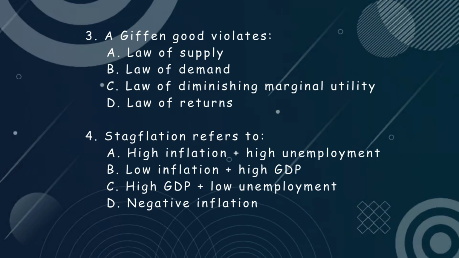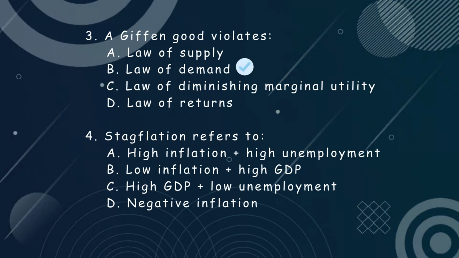Question number 3. A Giffen good violates: A. Law of supply. B. Law of demand. C. Law of diminishing marginal utility. D. Law of returns. Answer: B. Law of demand.